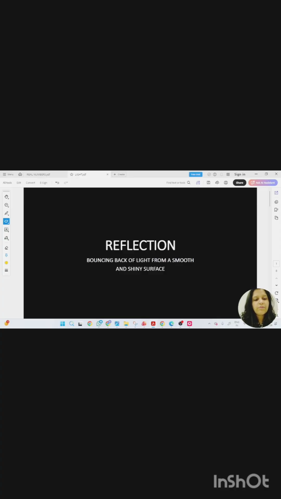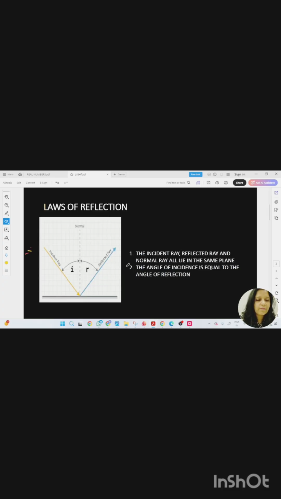So before we look into different kinds of mirrors, let us understand a very basic phenomenon of light, which is known as reflection. Reflection is nothing but the bouncing back of light from a smooth and shiny surface. Any smooth or shiny surface reflects the light or bounces back the light, and that phenomenon is known as reflection. Let us see the laws of reflection.